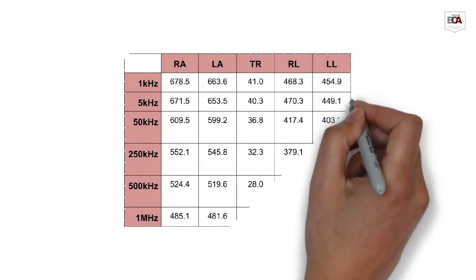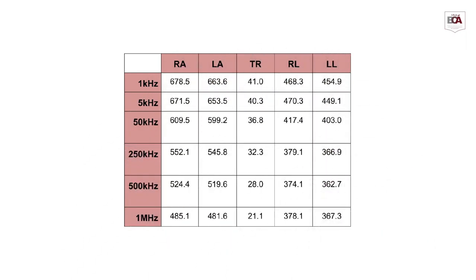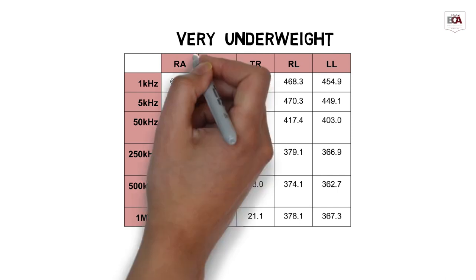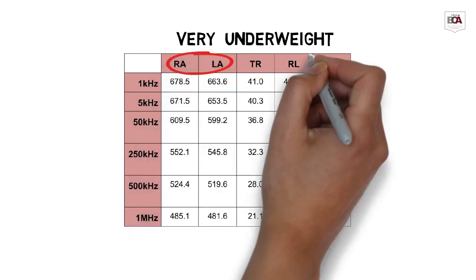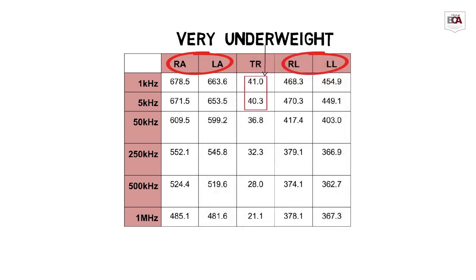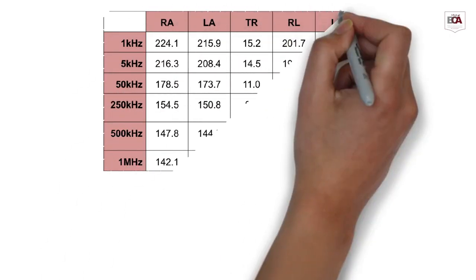However, some exceptional cases exist. When you see this trunk impedance, some values are higher than 40 ohms. But this is not wrong. This result is from a person who is very underweight. You can also find the impedance of her arms and legs is very high since she doesn't have that much muscle. This is also an exceptional case.